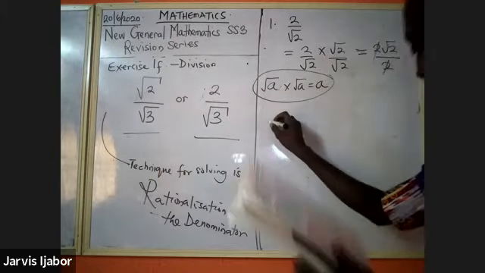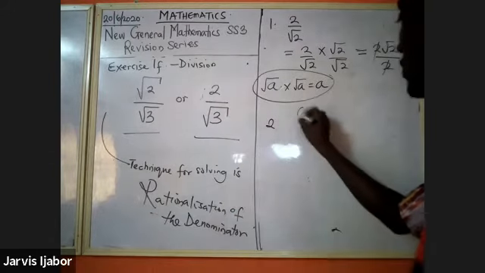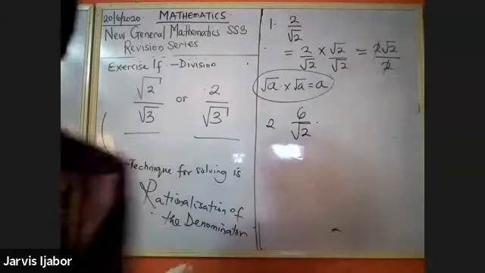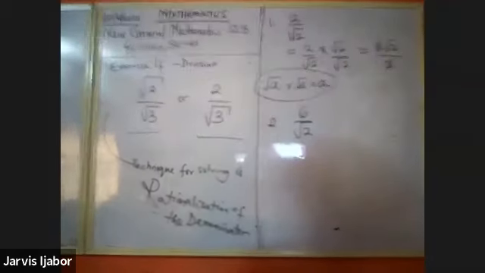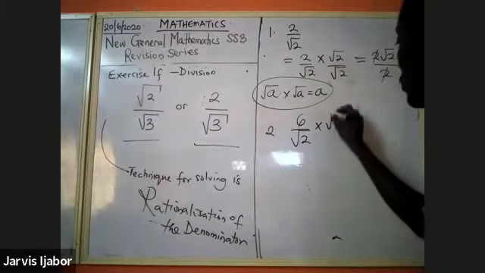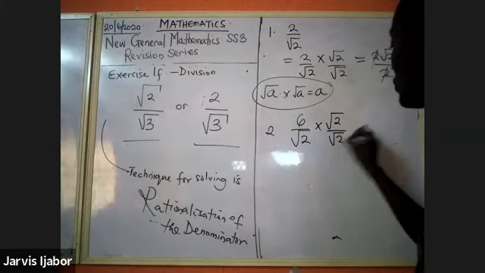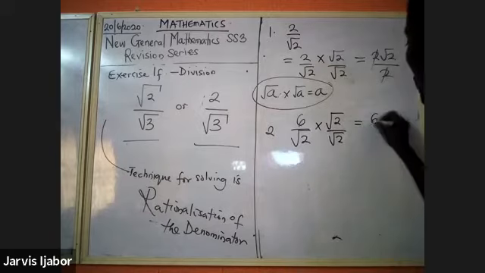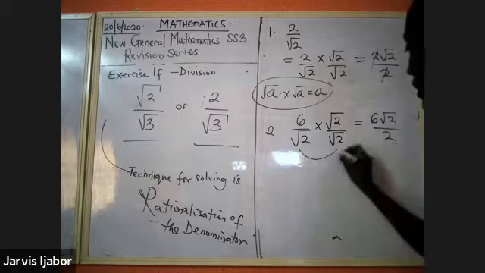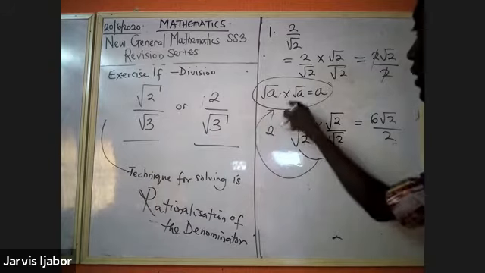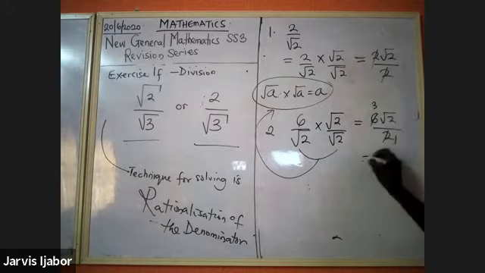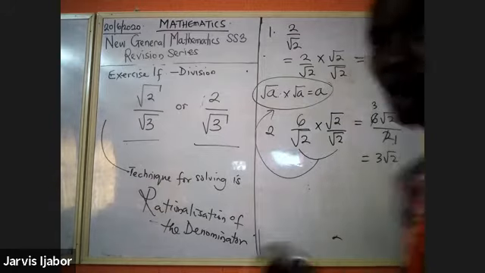So let's try number 2 for me. 6 over root 2. Try that for me. This will be times root 2 over root 2. This will now give you 6 root 2 over what? 2. Remember our idea. So this will now go here 1, this will go here 3, and the answer becomes 3 root 2. I hope that is clear.